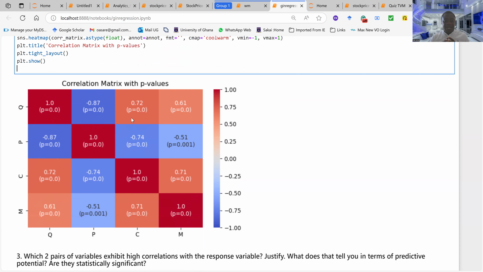Okay. All of these are correlation. What is correlation? Correlation is causality. Correlation is establishing the relationship between two variables.